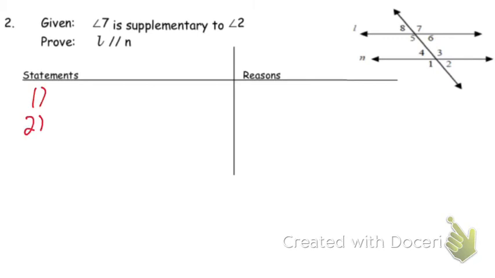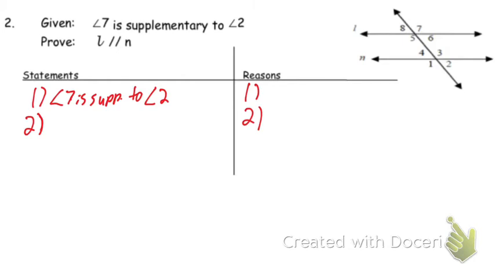You're not getting very far. Tristan, you want to give me a freebie on this one? And where does that go? The statement 1 or 2? Statement 1, yeah. So angle 7 is supplementary to angle 2 is our first statement. That's a freebie. Whatever given's our first statement every time.